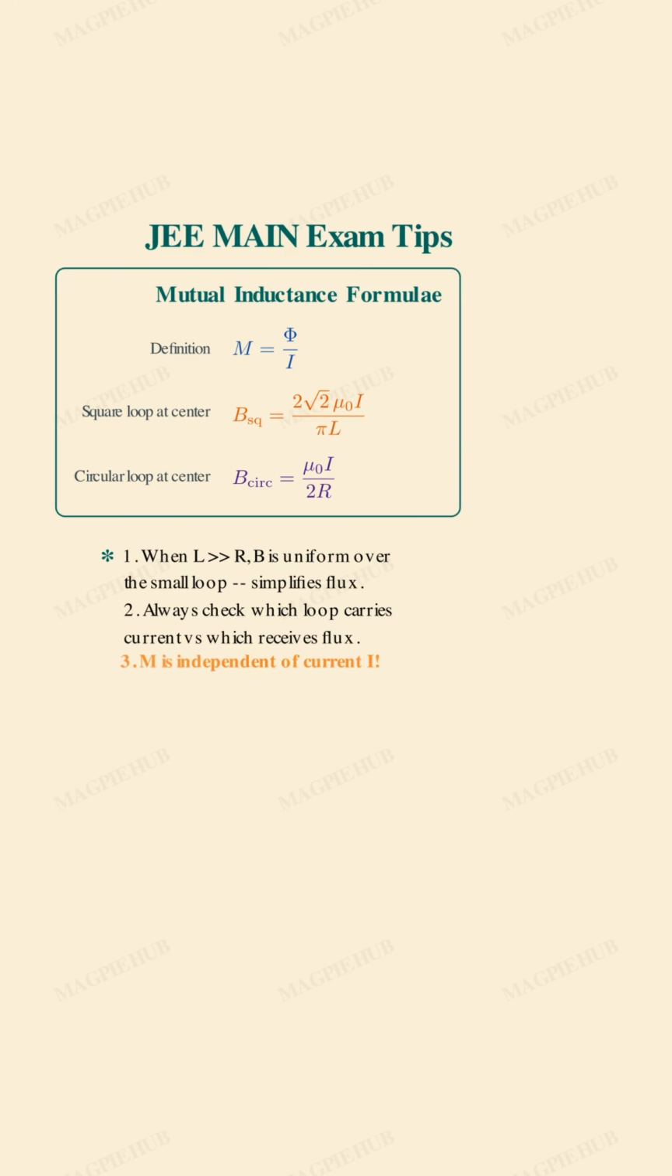Remember the standard result, B at the center of a square loop of side L is 2 root 2 mu naught I over pi L. Compare this with B at the center of a circular loop, which is mu naught I over 2R.